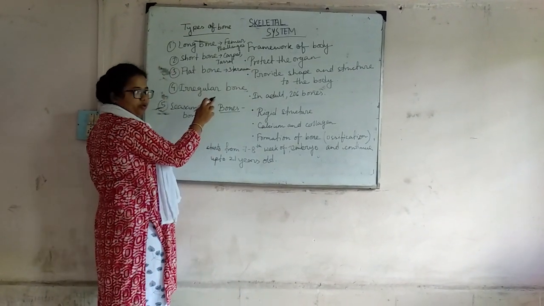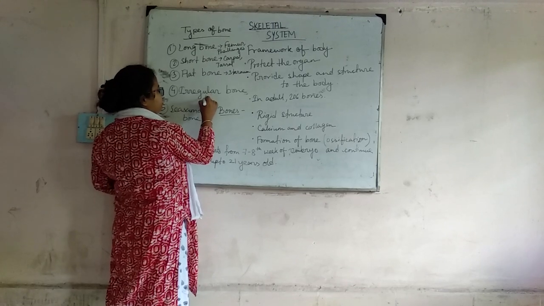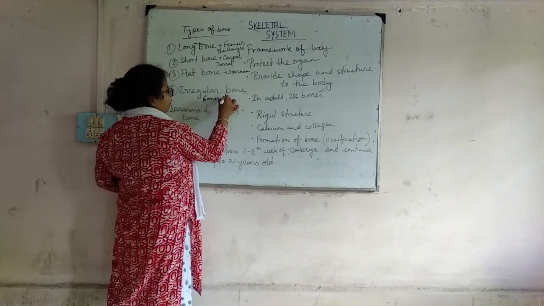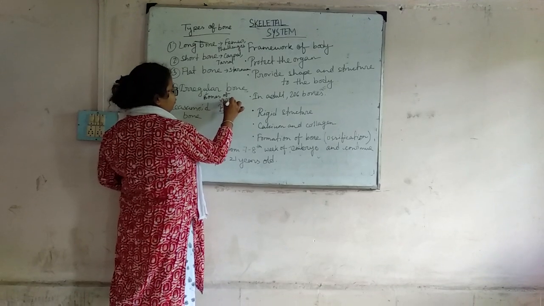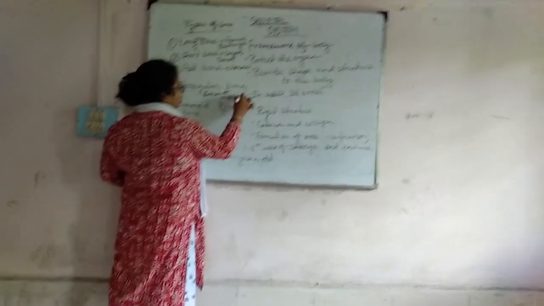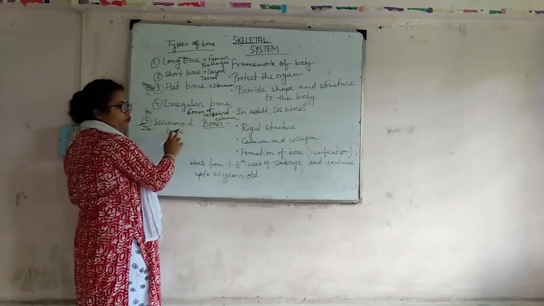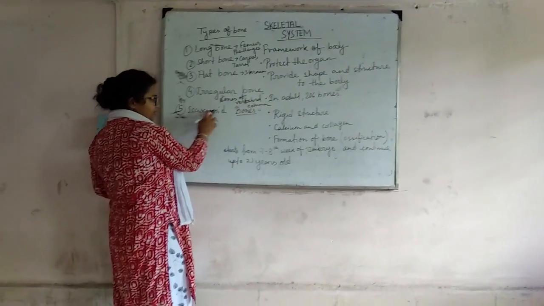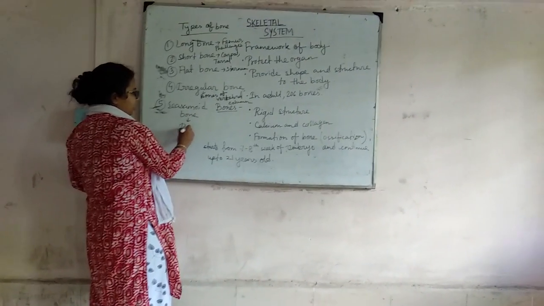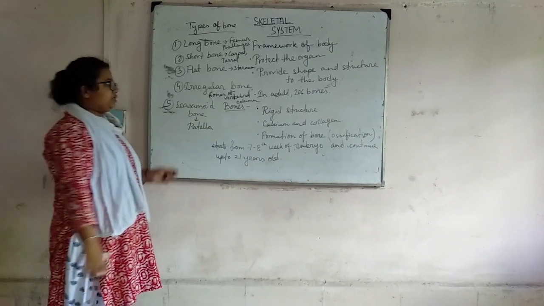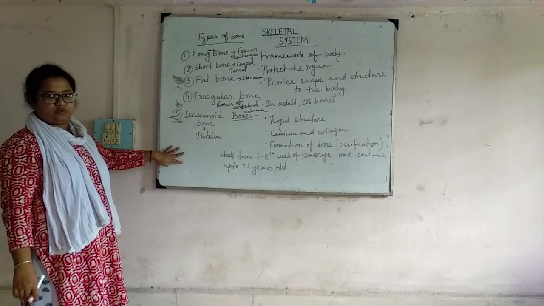Next, irregular bone. The examples of irregular bones are the bones of the vertebral column. The next is sesamoid bone. The example of sesamoid bone is the patella, which is present in the knee joint. These are the classification of bone.